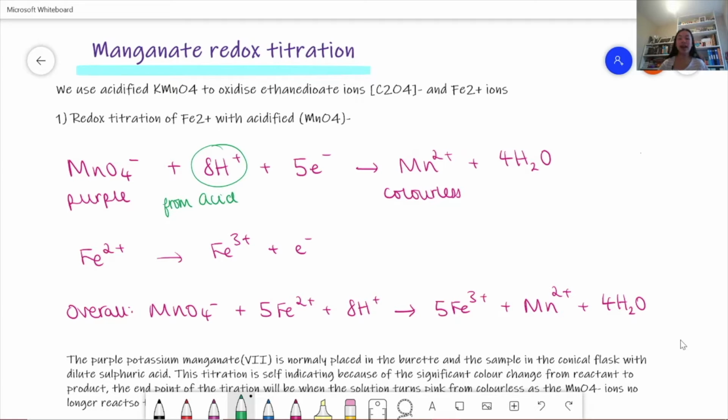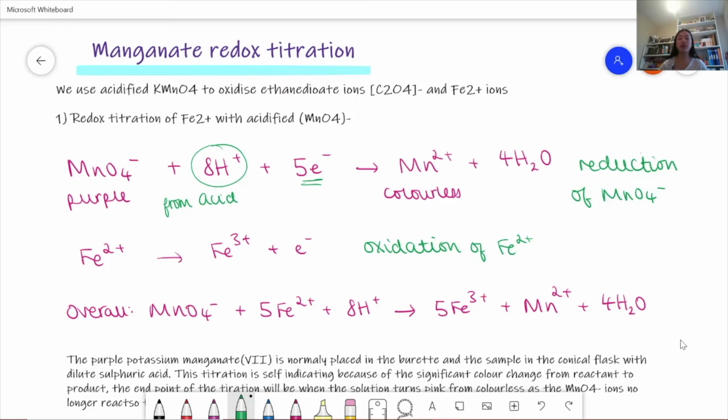And so the manganate ions are reduced because we're adding these 5 electrons to form Mn2+ ions, which are colourless, and water. So reduction occurs. So we have reduction of manganate ions. And then the other thing that occurs is that Fe2+ is oxidized to form Fe3+ because it's lost an electron. And so we have the oxidation of iron 2+ ions.